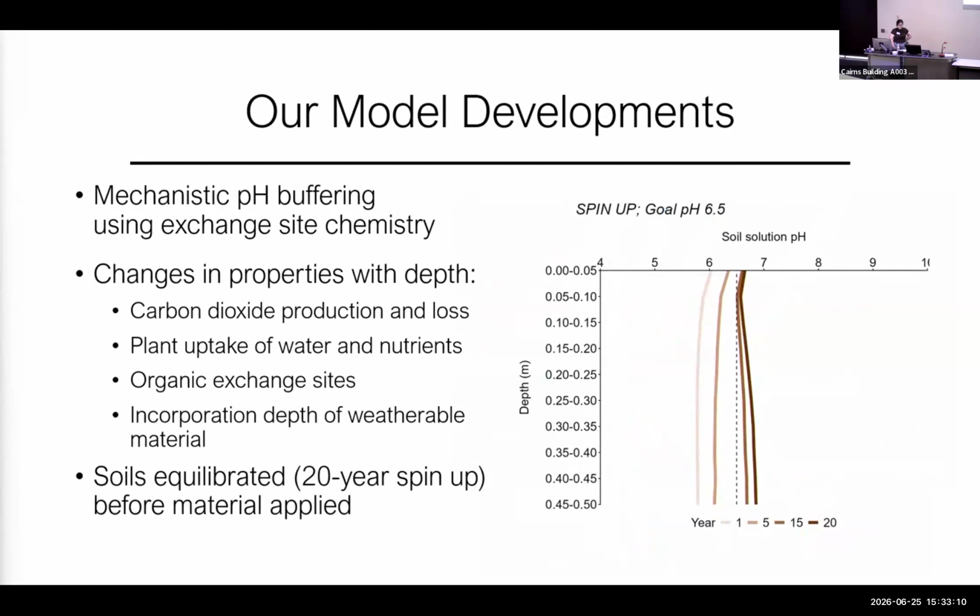And our final main development is that we've had the soils run for a 20-year spin-up to equilibrate before we've run our experiments. As you can see in this diagram here, in the first 5 years our pH is increasing, and it will be initially unstable and just keep increasing on its own before we've even added any amendments. After 15, 20 years, our pH starts to stabilize, and we've got a stable soil that we can then start to manipulate.